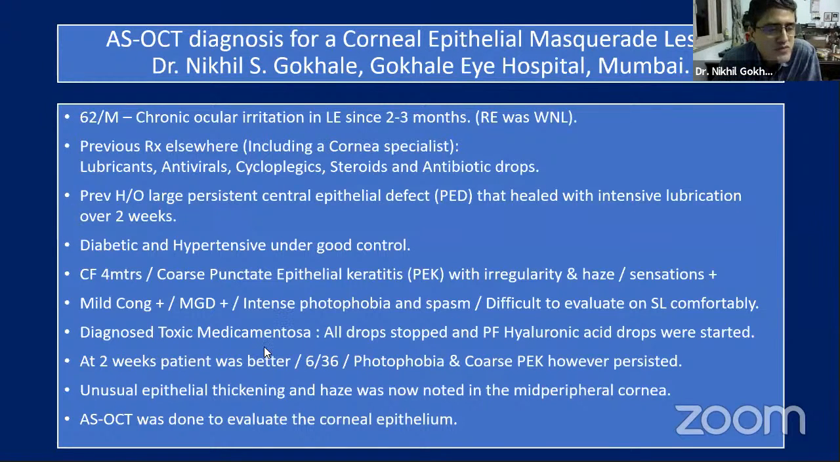And when I saw him, his vision was just about counting fingers at 4 meters, and there was coarse punctate epithelial keratitis. Sensations were there, the epithelium looked irregular, and he was extremely photophobic, and there was a lot of spasm, so I couldn't examine him very well on the slit lamp. I assumed that maybe so many medications, he had some sort of a toxicity, so I stopped everything and put him on lubricants which were preservative free.